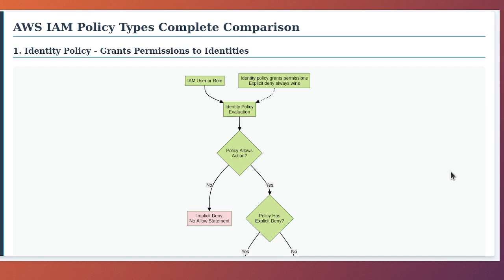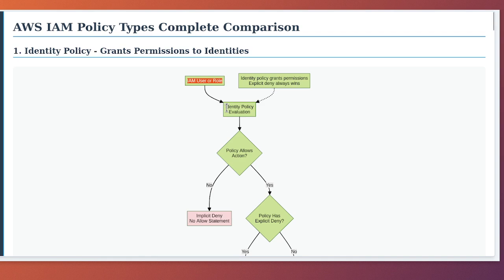Let's start by examining the first flowchart for identity policy. Identity-based policies are the foundational policies in IAM. They are attached directly to IAM users, groups, or roles and define what actions those identities can perform. At the top of the flowchart, we have the IAM user or role node representing an identity attempting an action.